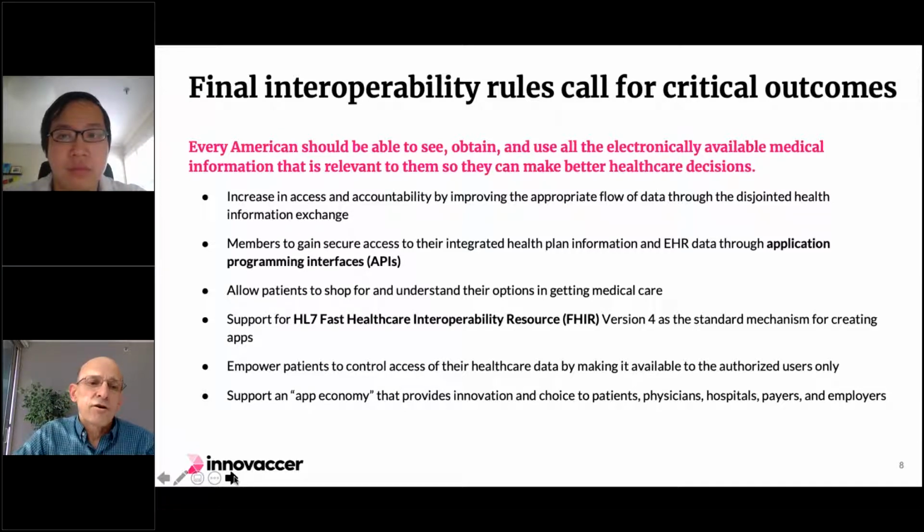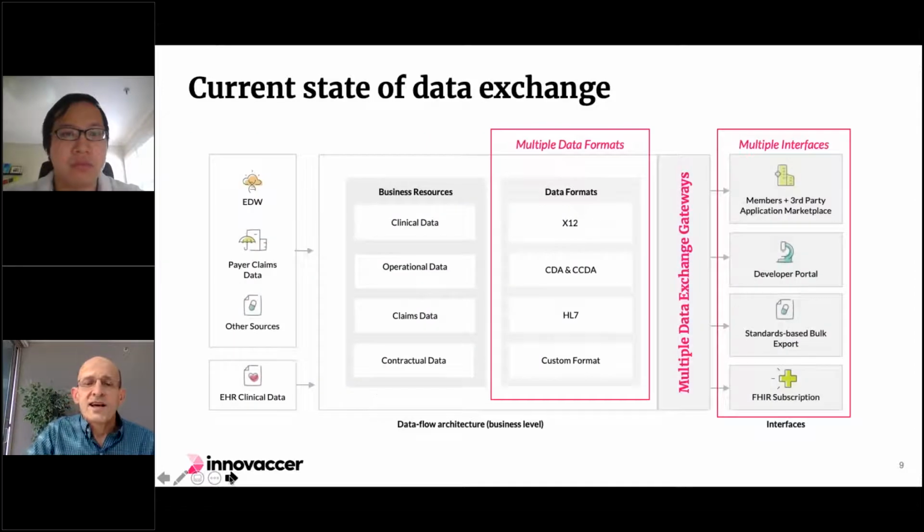But the ultimate goal is allowing patients to shop for, understand their options, get care, and control their information. And lastly, and I want to really emphasize this, supporting an application economy like we currently all have on our cell phones, where we can download applications and use them and grant information as we do, and bring that to healthcare so we can all work together. So I really want to focus on these two issues of API and FHIR. So let's get into it.